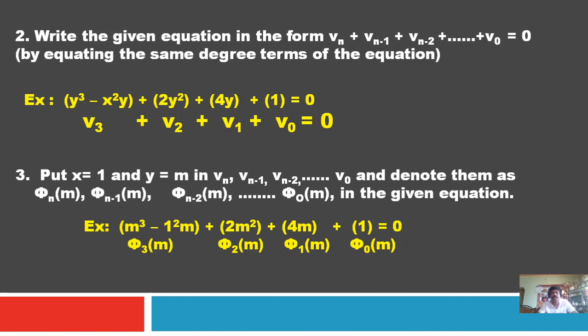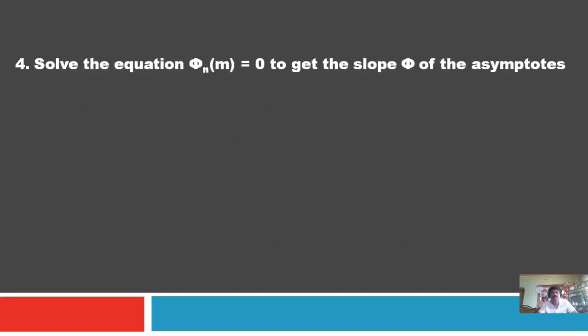In the fourth step, solve the equation phi n of m equals 0 to get the slopes of the asymptotes. So in order to get the equation of the asymptote, it is always in the form of a straight line. The equation of a straight line is y equals mx plus c. So we need the slope m.